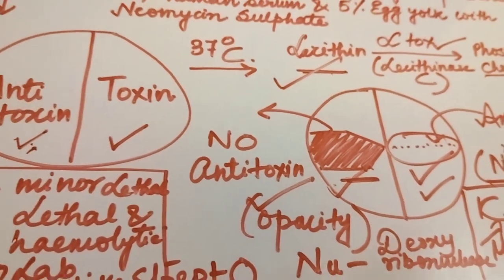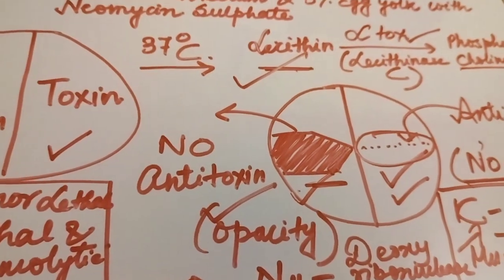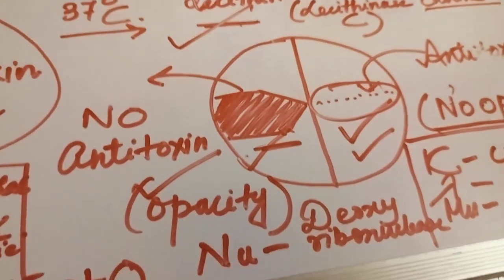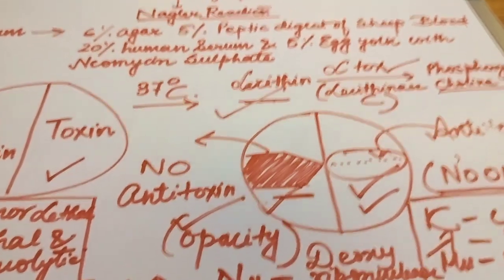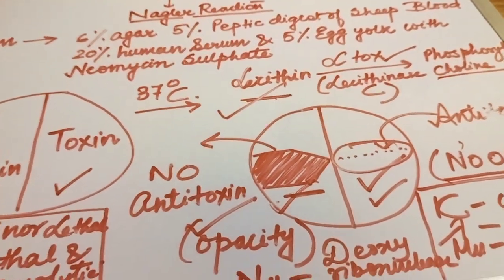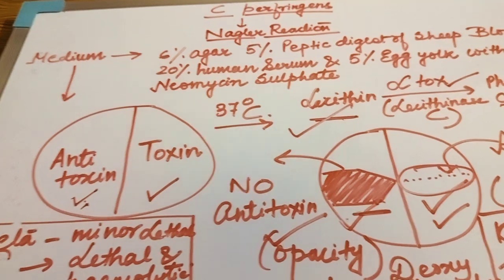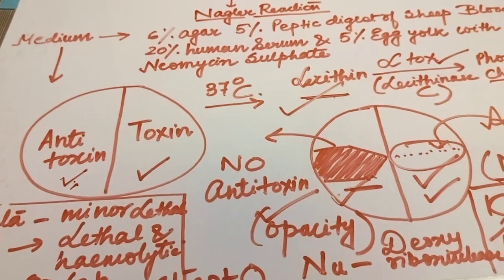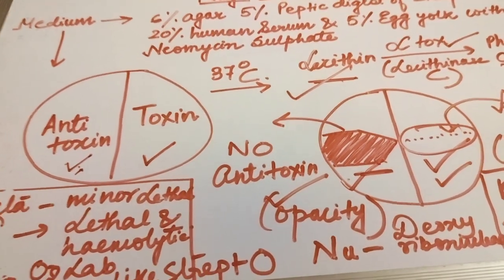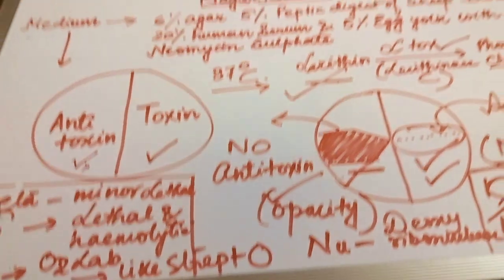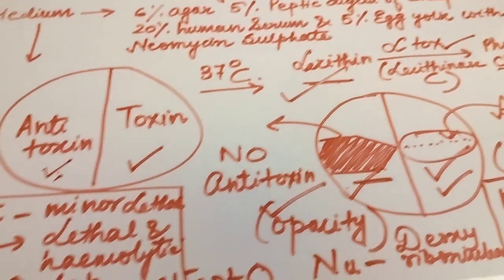So here we understand the role of antitoxin, and this antitoxin can be used for vaccine development. This antitoxin can be used at a very early stage of this particular disease, where toxin can be directly neutralized by injection or passive incorporation of antitoxin. So that is basically Nagler's reaction.